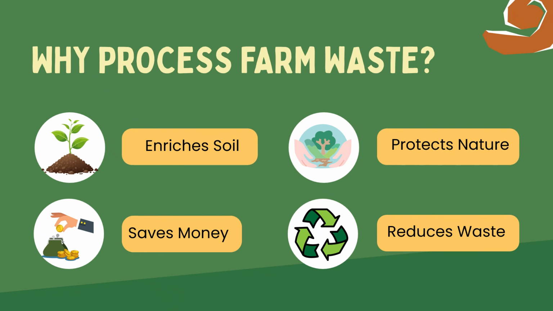So why process farm waste? Number one, it enriches the soil. Farm waste contains nutrients that plants need to grow. When organic materials decompose, they release nutrients such as nitrogen, phosphorus, and potassium into the soil. These nutrients improve soil fertility and help crops grow healthier and stronger.